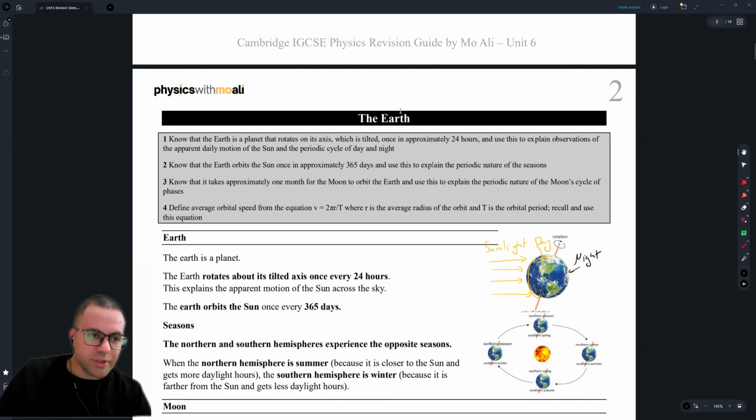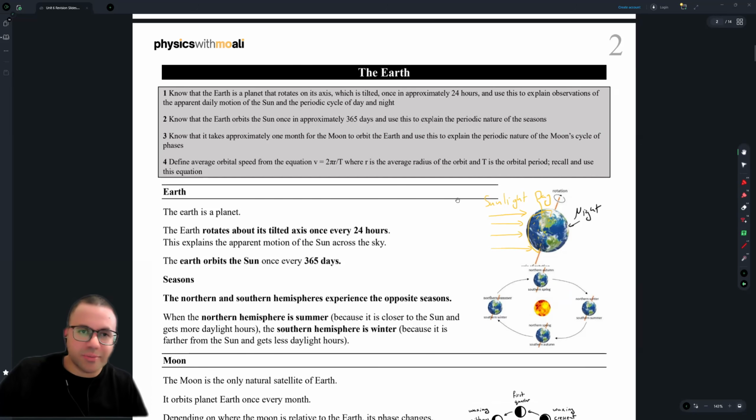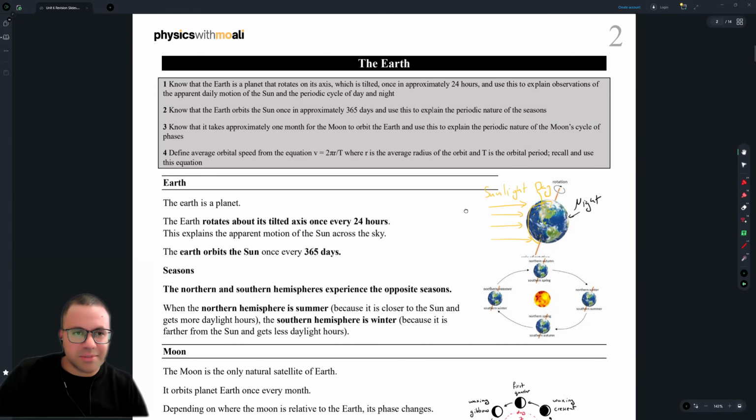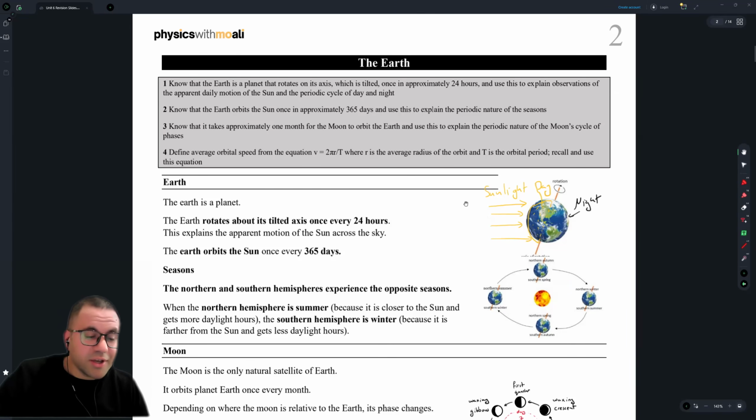So let's get started with Earth, the planet that we're on, the third planet from the sun, the one with an atmosphere and the one that we're ruining. So, what about Earth? A few details. First, Earth is a planet. Okay, that was supposed to turn into a joke, but it's already a joke on its own. So, Earth is a planet.